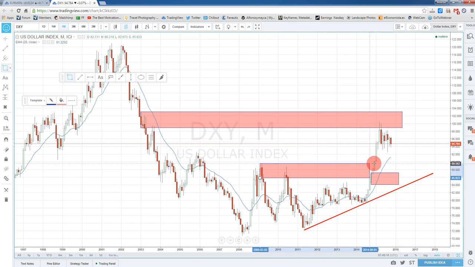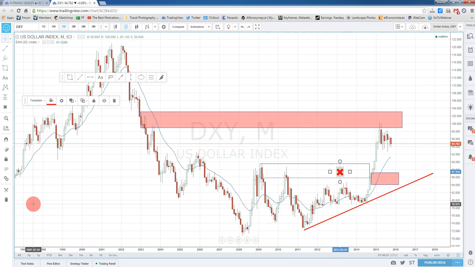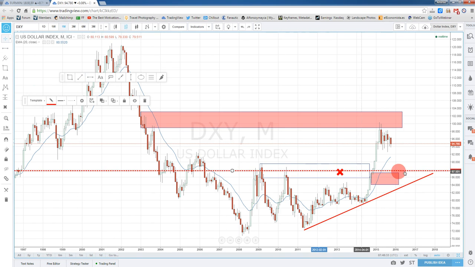It was taken out. Okay, let's do it like that, and then let's make it hollow. So this one was taken out right there. And which one? That one area. So that means that we have a flip zone there. Previous areas of supply becoming potentially demand if broken. So we have an area of demand there that caused a break of an area there. So we have a flip zone there. Make sense?